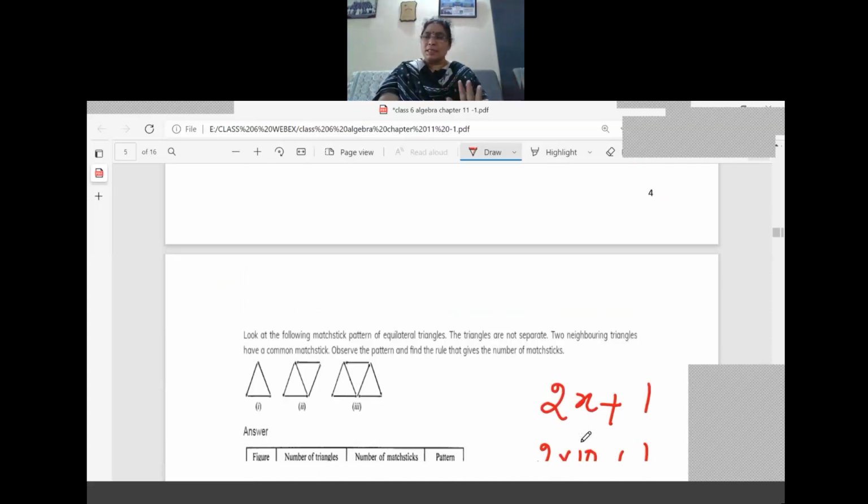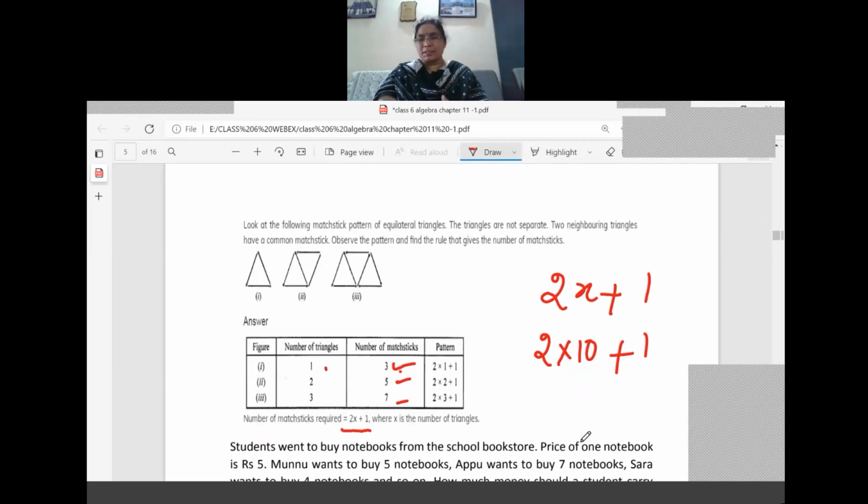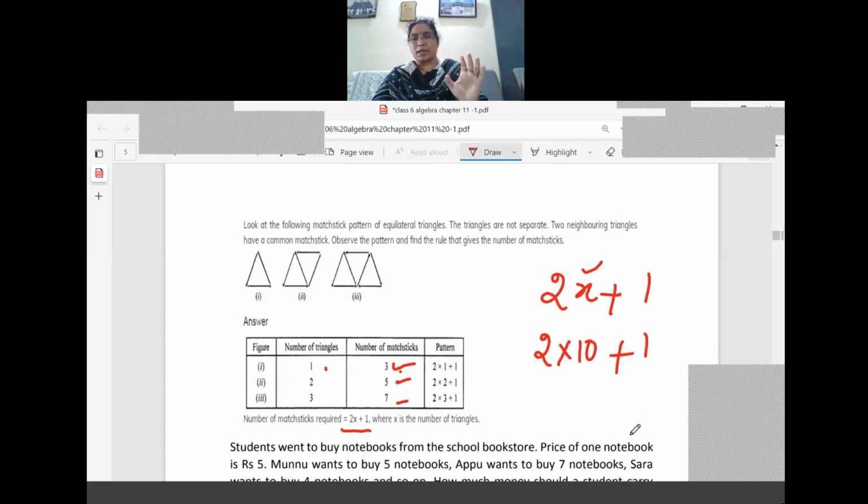Now one more example I had given, that is for the equilateral triangle only. Here it is a little bit different. It is a new pattern, a somewhat more difficult one. It is called 2x plus 1. Instead of x you can write any other alphabet also. There is no problem. You should mention that x means the number of triangles. I won't suggest that you learn it like this. Whatever I taught in the class, go through the video first.